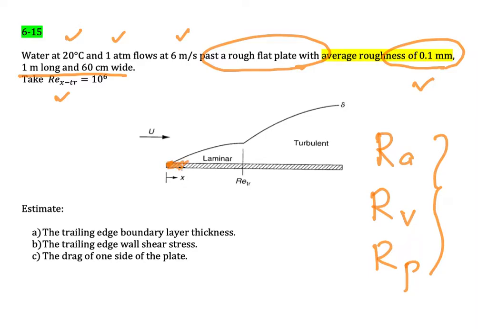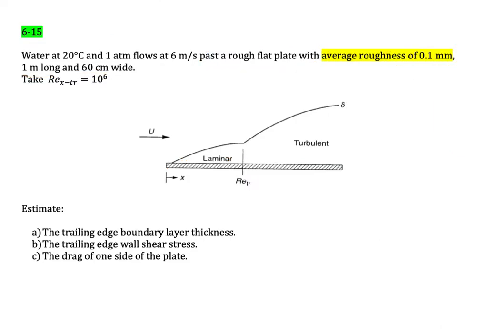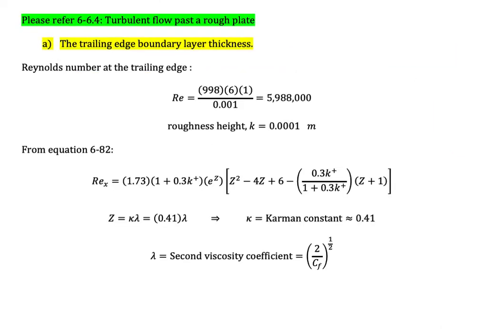So in this situation, we assume that we create an artificial roughness on the surface. For example, we put sandpaper on a flat plate, then we do the experimental work like this one. And then we need to estimate these three items, same as the previous question: the trailing edge boundary layer thickness, the trailing edge wall shear stress, and the drag of one side of the plate.